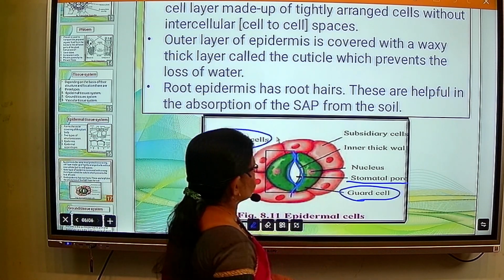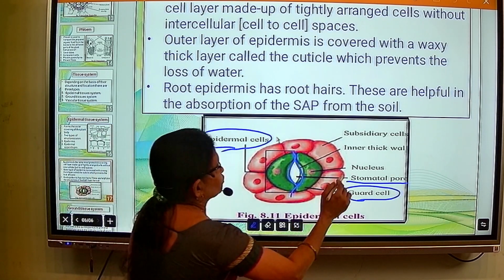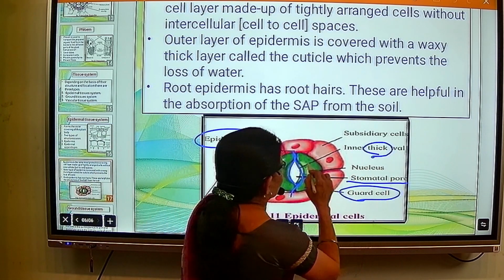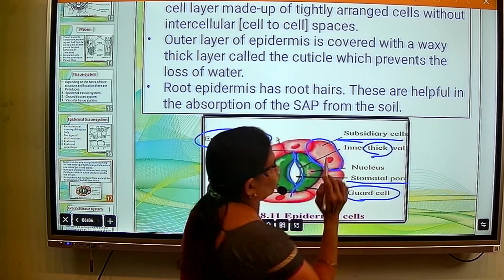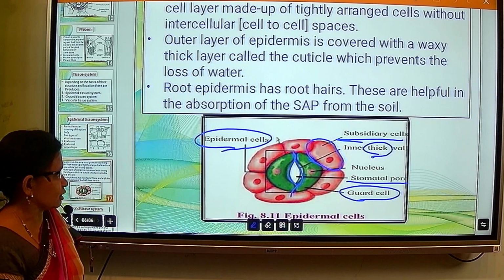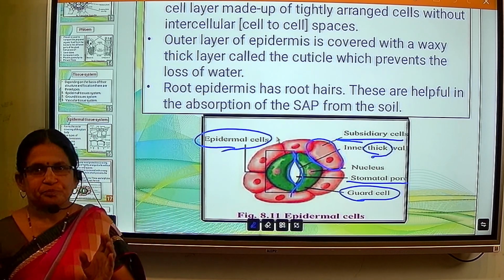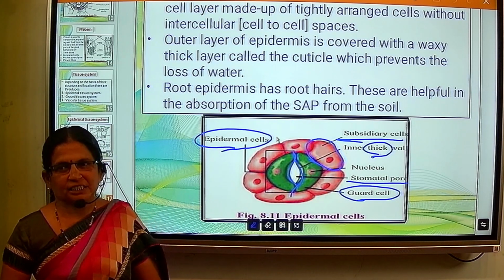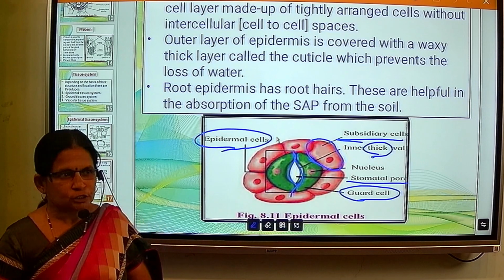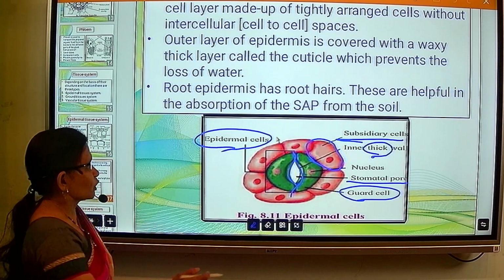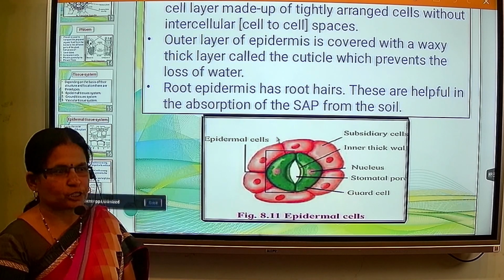The inner wall of the guard cell is thick, and around these are the subsidiary cells. These are called subsidiary cells. So, epidermal appendages collectively form the epidermal tissue system. Now, we will see about the second tissue system.